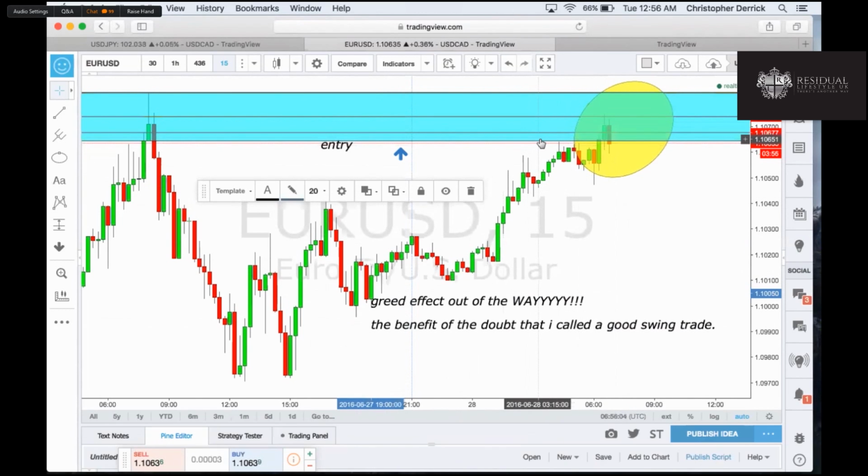All right. The way that I enter the trade is I'm going to wait now and see if it's going to come up and test any of these areas of resistance, and then I enter, right? Let me say it again.